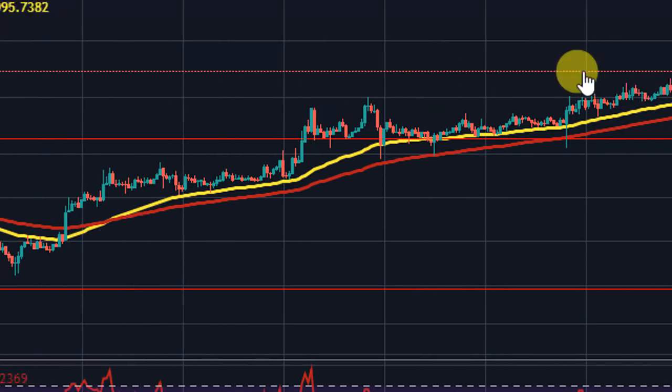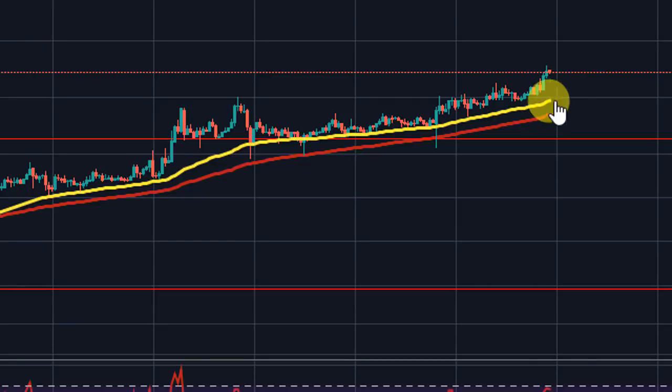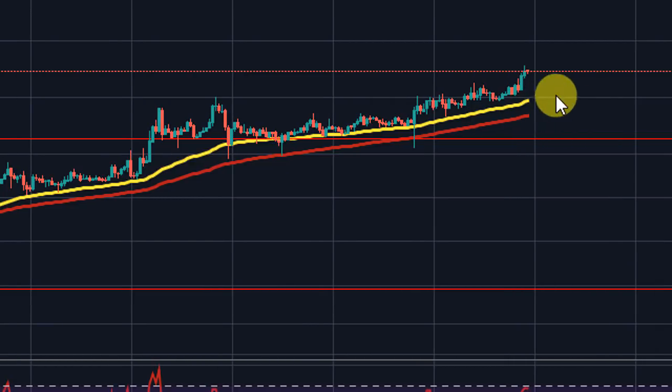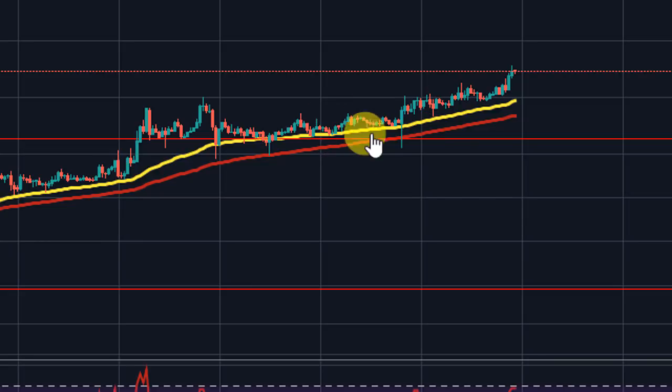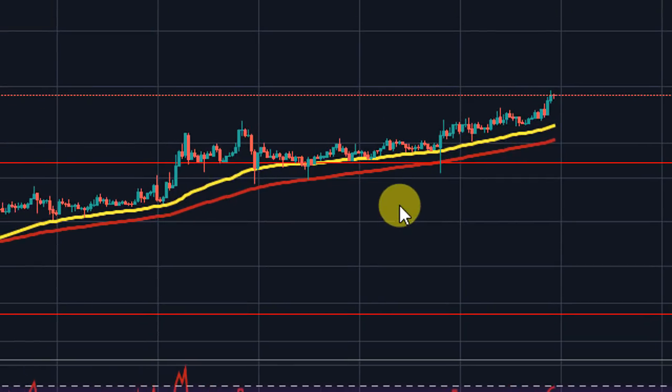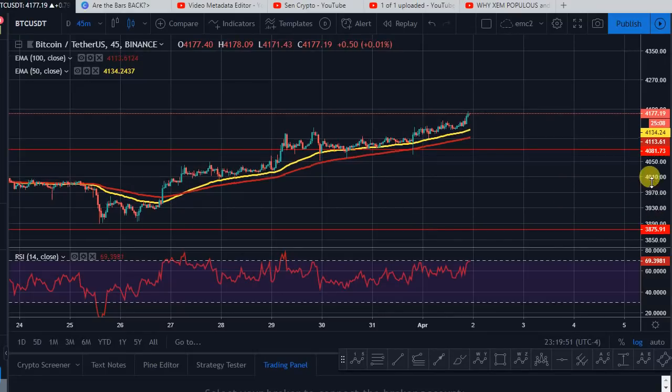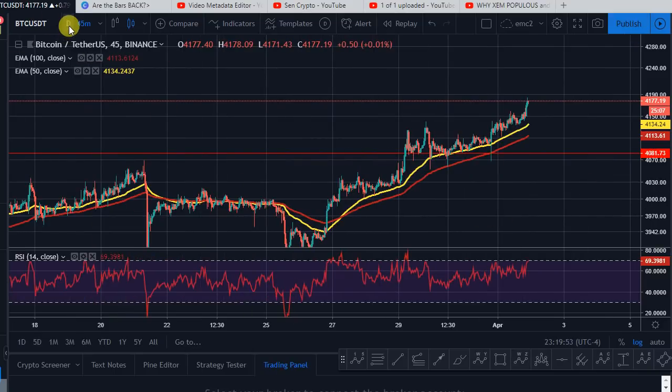Most people are going to be calling for a dump as soon as we get back to this area of the 50 EMA. They're going to be like, the dump is here. But just keep that in mind. I don't think BTC is going to dump anytime soon until this correction is complete. We're going to get a slight correction afterward, but we're going to update the price as soon as we get to that point. So let's go ahead and take a look at the daily.